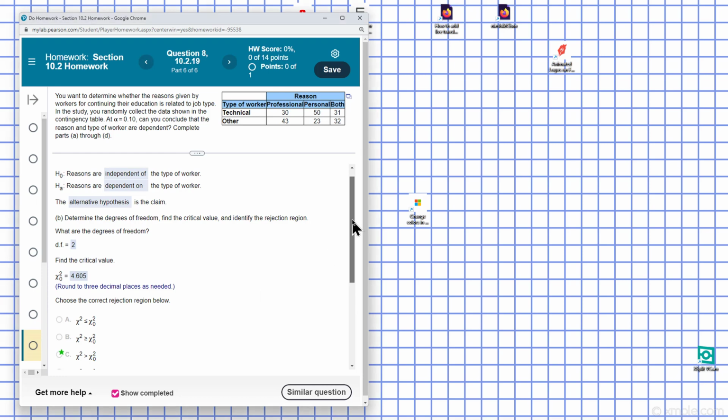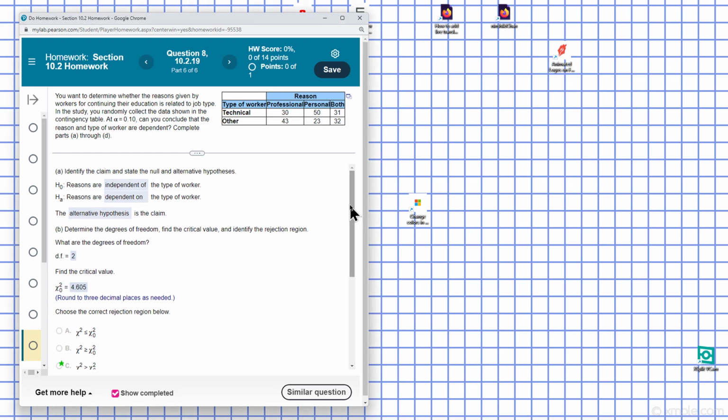So here we have a problem. Part A, identify the claim and state the null and alternative hypothesis. For a chi-square test of independence, the null hypothesis is always a statement of independence of the variables. So the reasons are independent of the type of worker. The alternative hypothesis, the reasons are dependent on the type of worker.